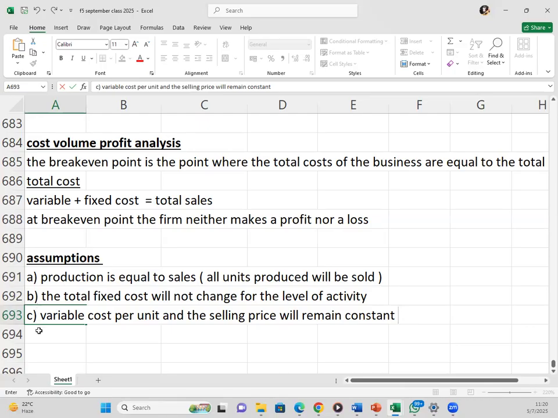Then lastly, the other assumption is that the firm is dealing with a single product.